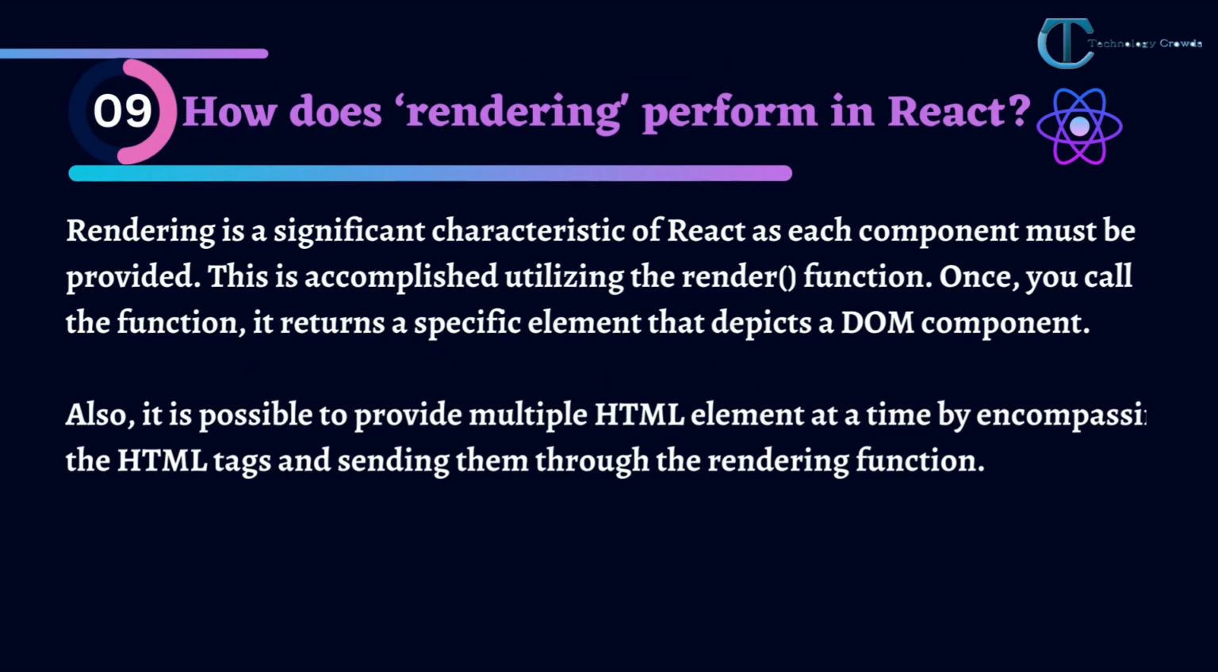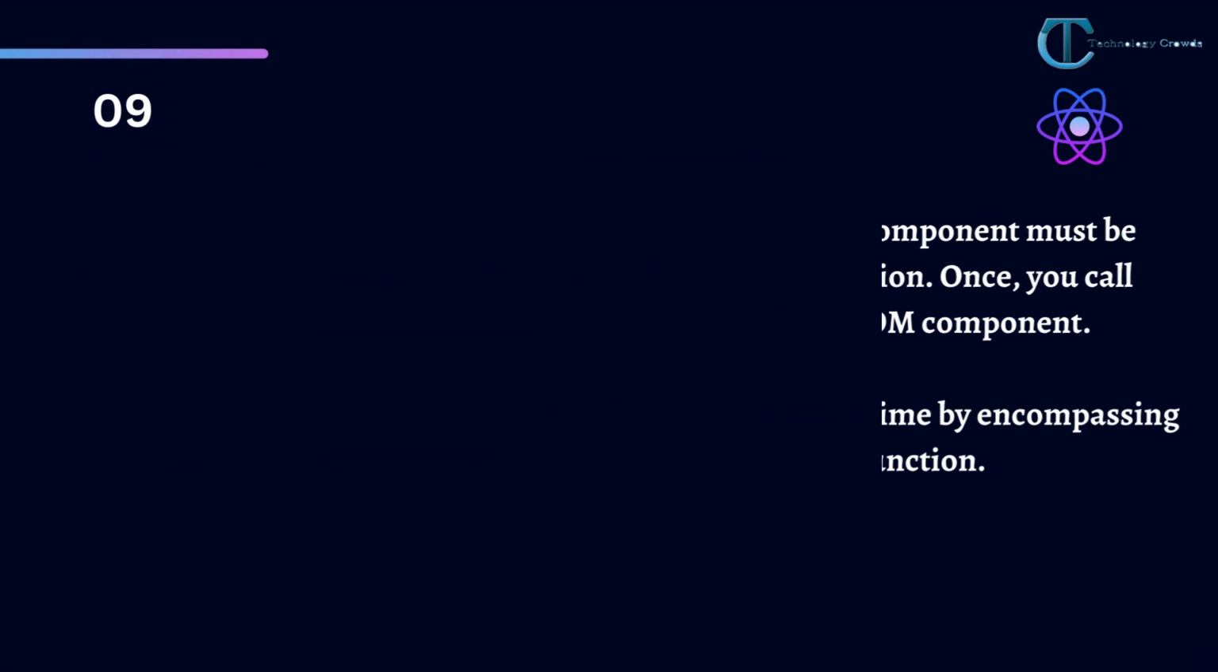9. How does rendering perform in React? Rendering is a significant characteristic of React as each component must be provided. This is accomplished utilizing the render function. Once you call the function, it returns a specific element that depicts a DOM component. Also, it is possible to provide multiple HTML elements at a time by encompassing the HTML tags and sending them through the rendering function.